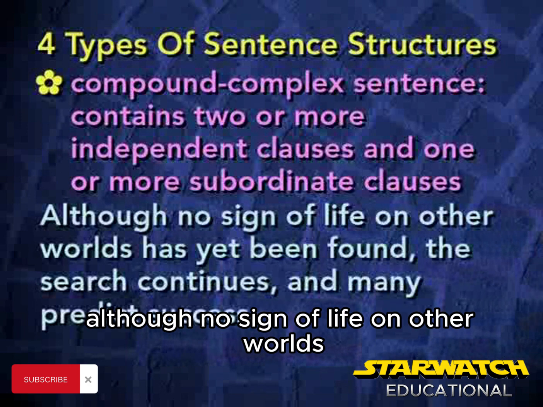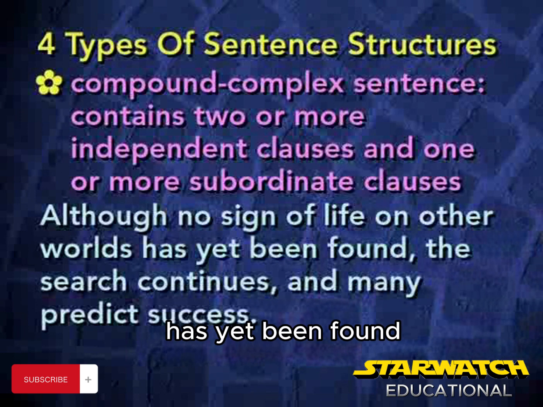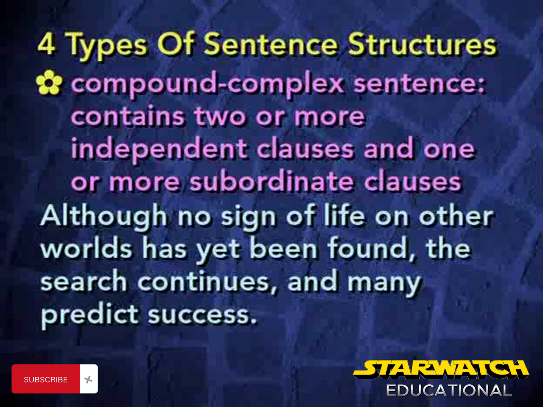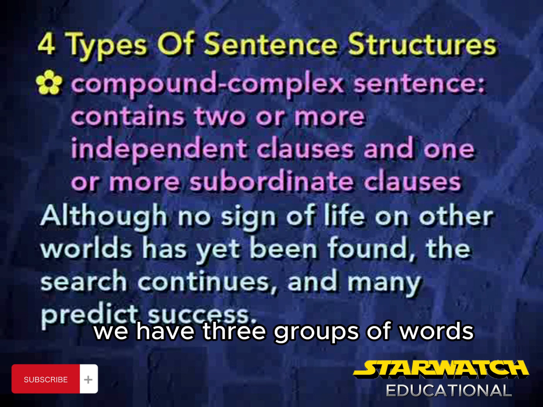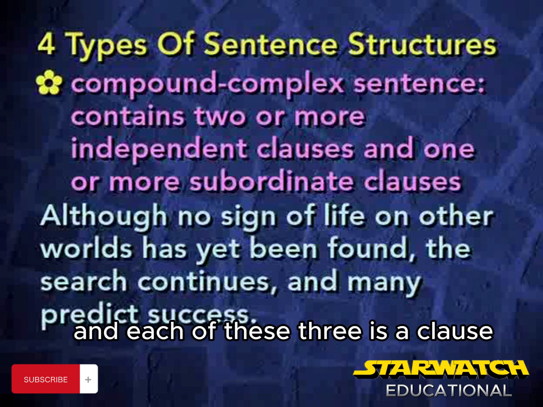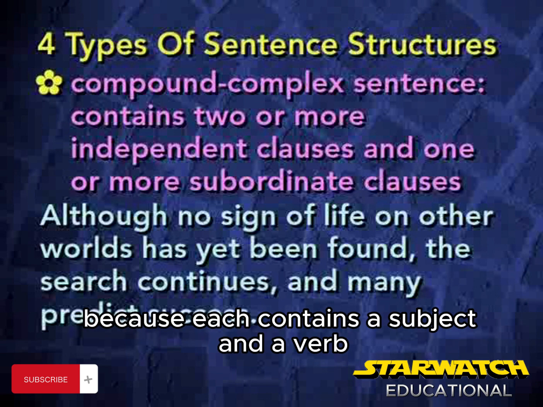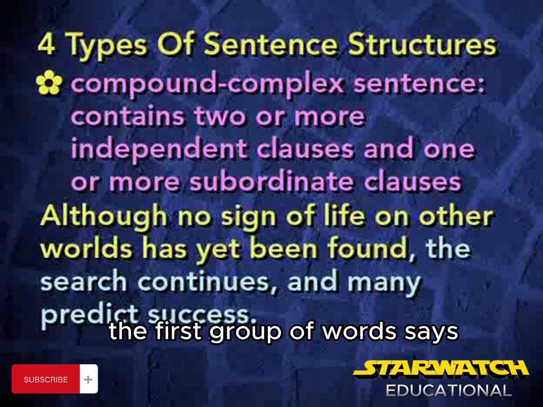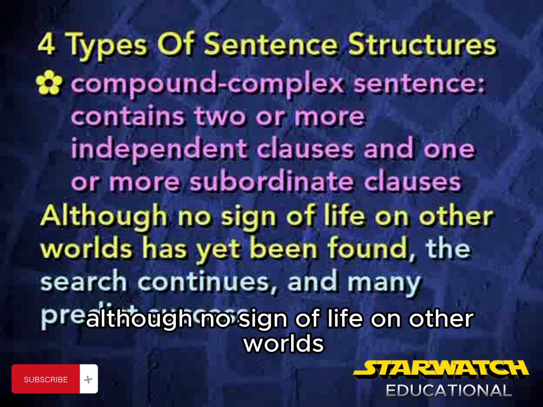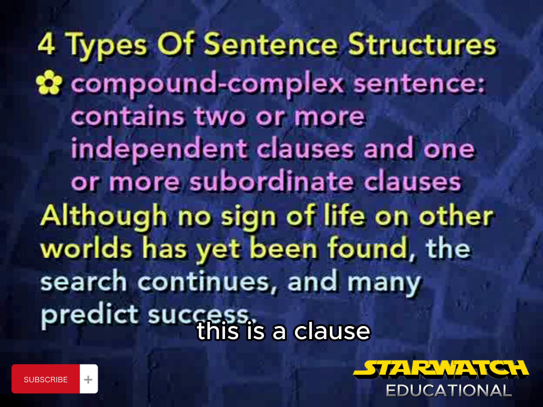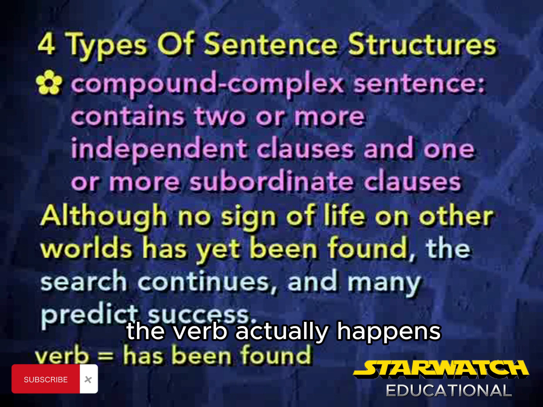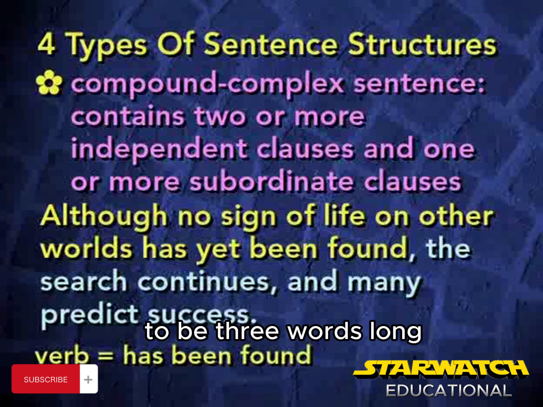Although no sign of life on other worlds has yet been found, the search continues, and many predict success. In this sentence, we have 3 groups of words, and each of these 3 is a clause, because each contains a subject and a verb. Let's take a look at each one. The first group of words says, although no sign of life on other worlds has yet been found. This is a clause because it contains a subject and a verb. The verb actually happens to be 3 words long.